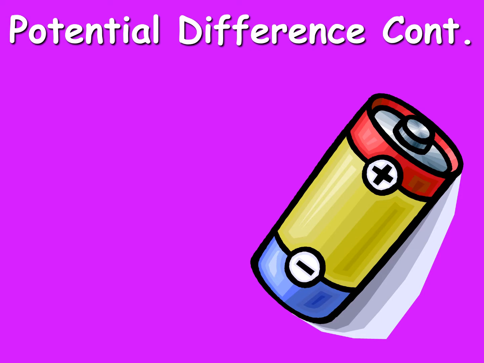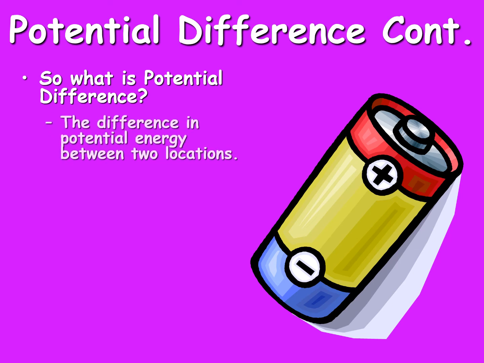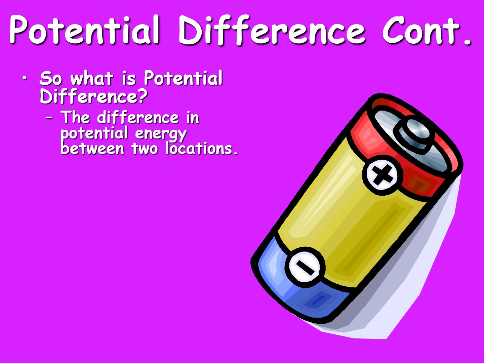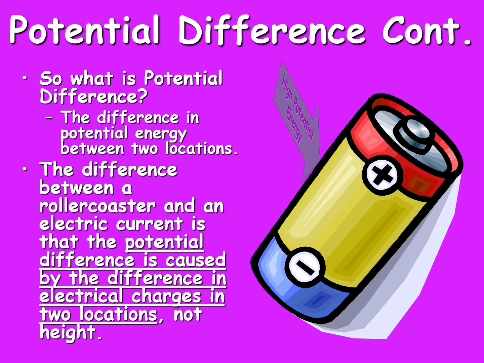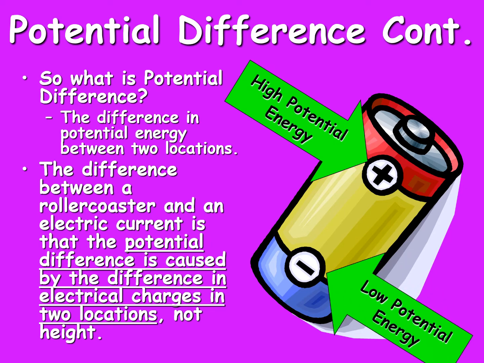Potential difference, continuation. What is potential difference? It is the difference in potential energy between two locations. Just like this one, the positive charge here is high potential energy, and the negative part is the low potential energy. The difference from the roller coaster is that here we are not talking about height, but about location. Where the positive is, that is high potential energy, and where the negative is, that is low potential energy.